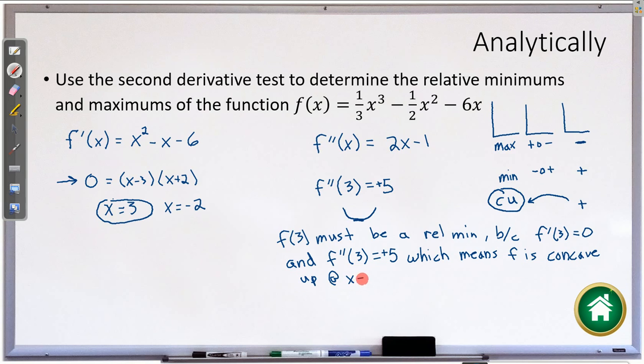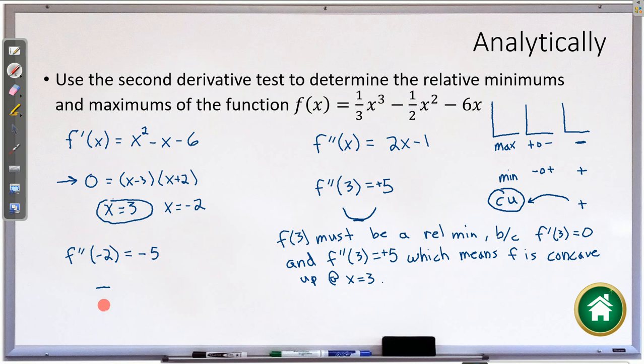At x equals 3. And let's do the other one. I only have room down here, so f double prime at negative 2. So if we plug in negative 2 times 2 is negative 4, minus 1 is negative 5. Alright, so this means our graph is concave down.